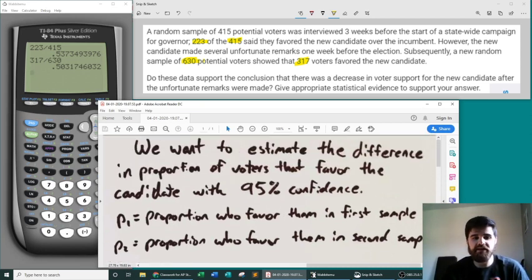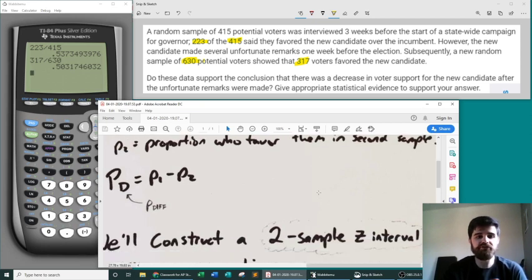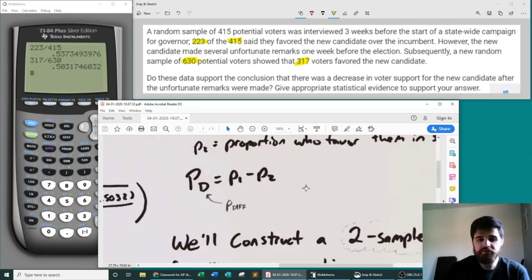Next is the planning step. So in the planning step, we want to name our inference method and check conditions. This will look pretty similar to what we've done in the past. Okay, so we're going to construct a 2-sample z interval. Zoom in just a little bit here, make sure you can see that.